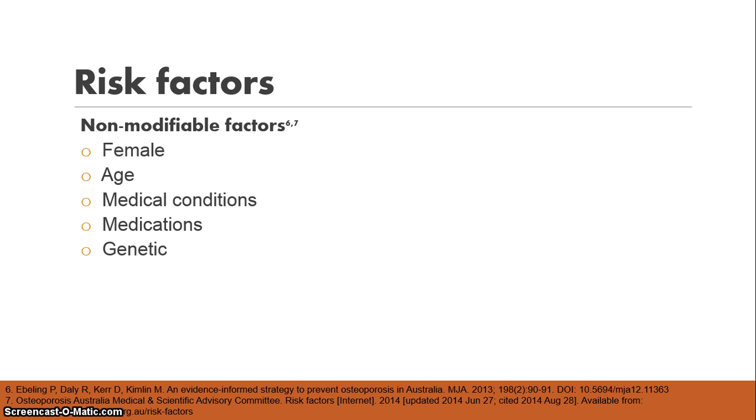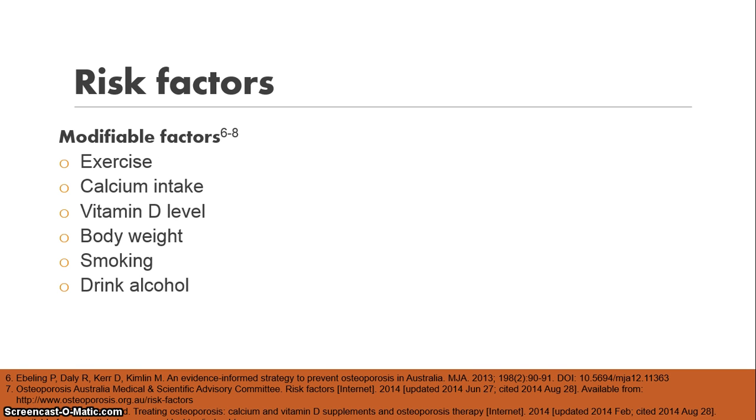If your parents had osteoporosis, it is more likely for you to develop the same disease because bone health can be strongly inherited. But the good news is there are some factors that you can control and you can change. This is called modifiable factors.